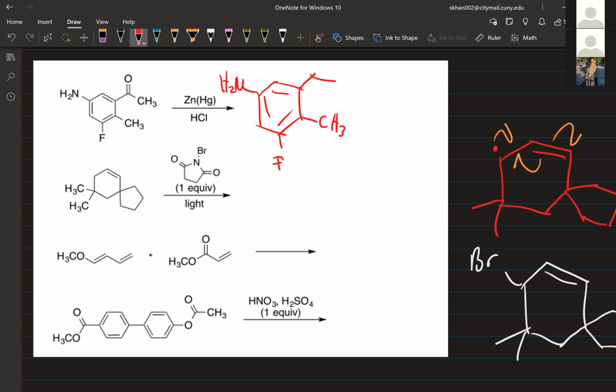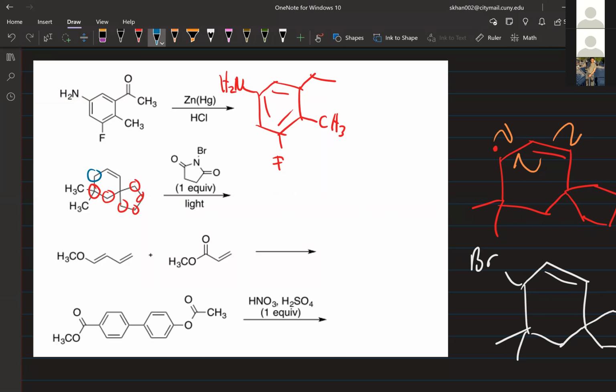Kind of, but it's selective in the position it chooses. So just by looking at the structure, I knew it was going to be at this position. Why? Because let's look at the other carbons. There's no hydrogen here for abstraction. There are hydrogens here, here, here, and here. But the one I circled in blue is the best one because it's next to an allylic position.